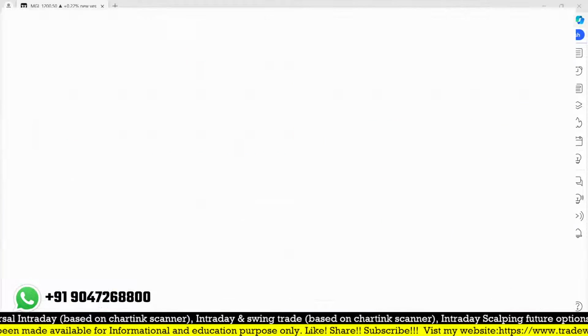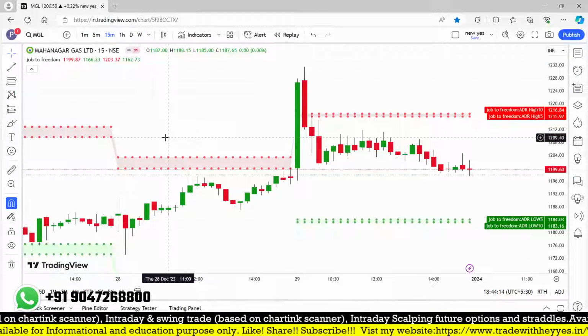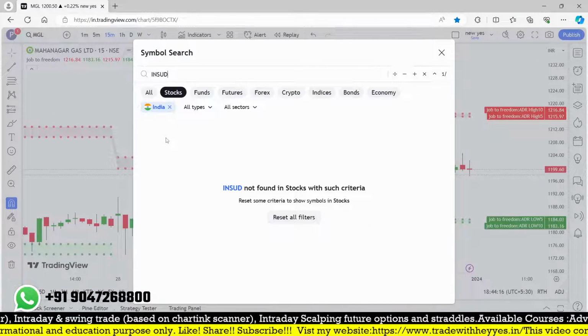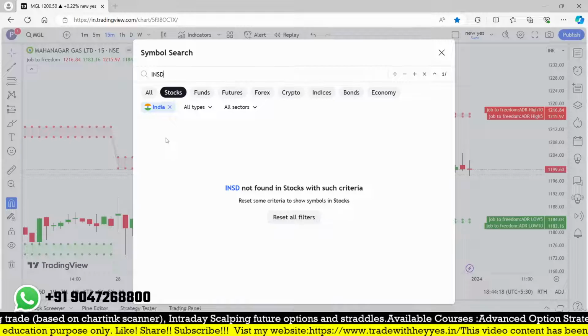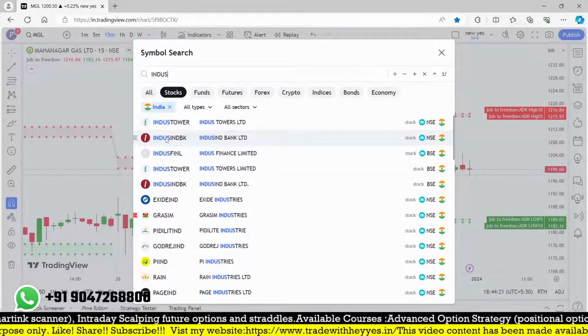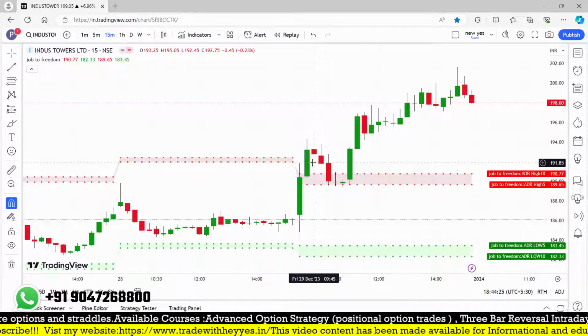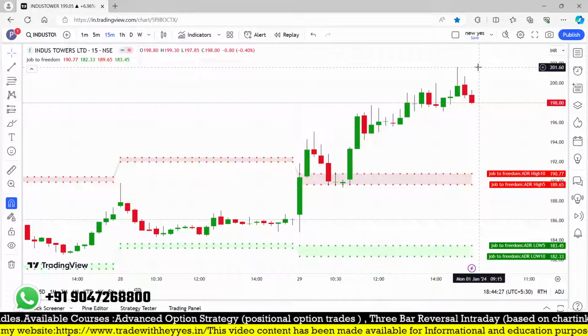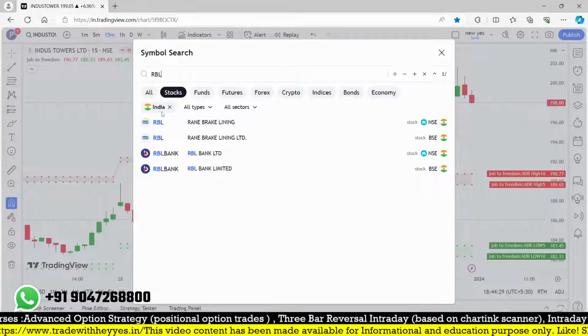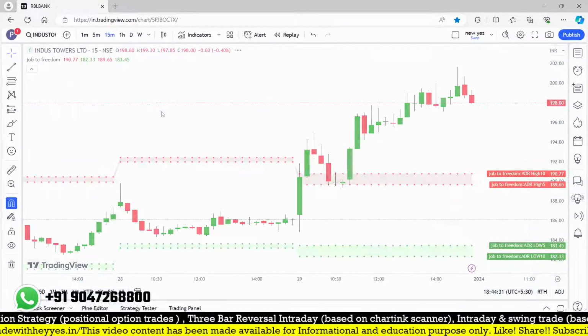That's it. And after the second 15 minutes, two stocks. One is Indus Tower. I think it was a good performer. Indus Tower, such a good performance after this breakout, and such a big move from 191 to 200, almost 10 points. And RBL is not giving you such a good movement. It was triggered as a stop.